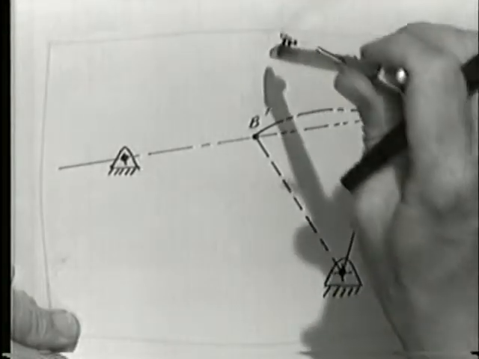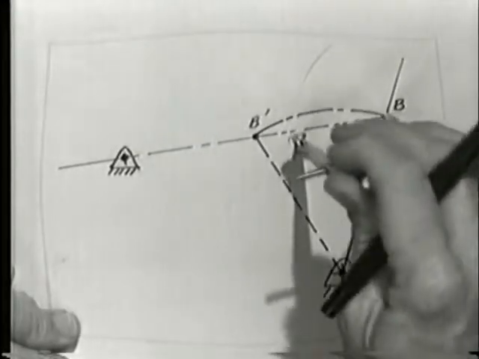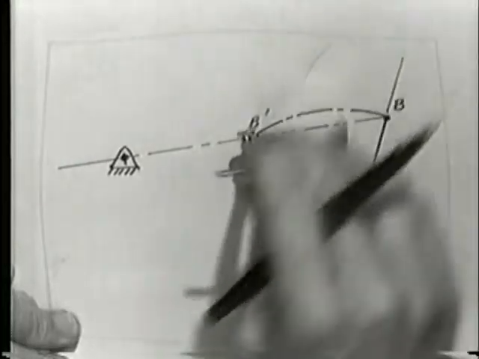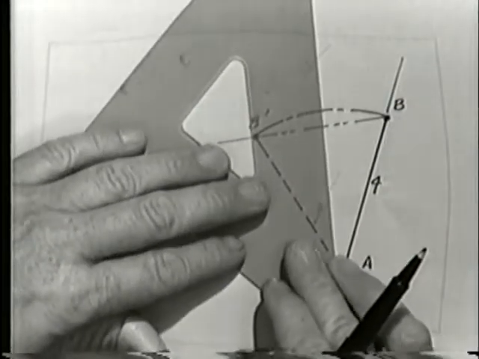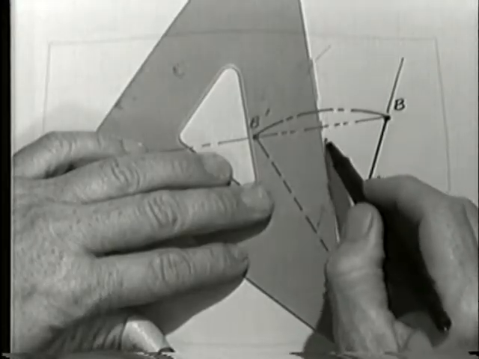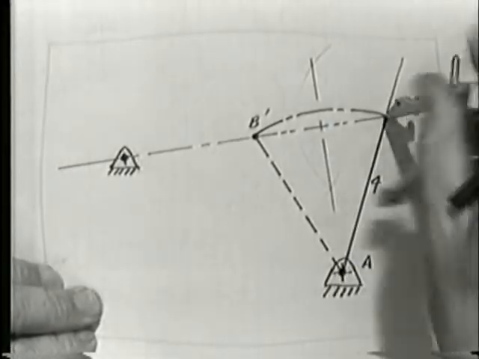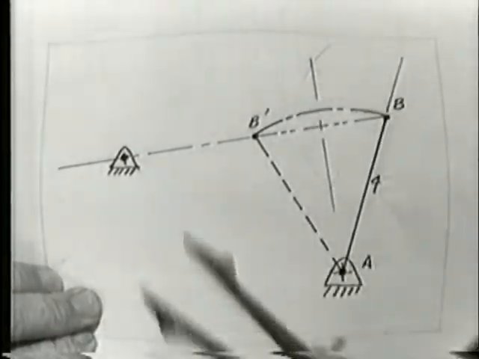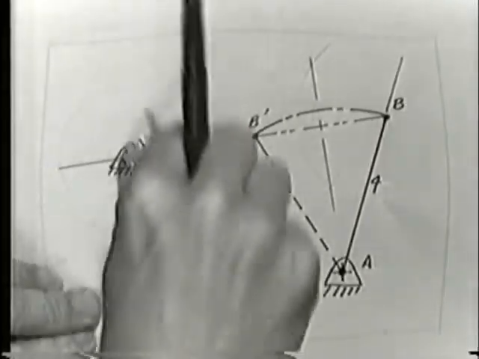Easiest way to find that out is to do the old bisection trick, as originally demonstrated by Euclid or somebody or other, to find the midpoint of that line, which I will do like so, and that gives me the proper length of the crank. So I'll set my compass to that length, which is half of BB prime, and swing this circle over here.